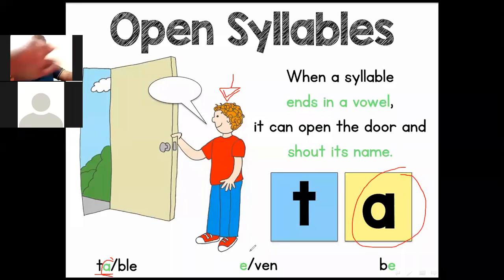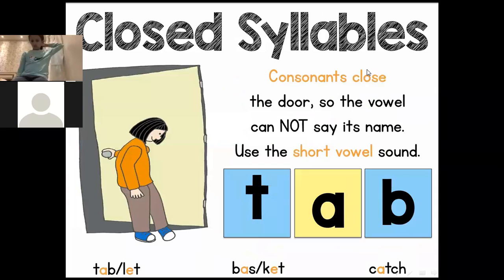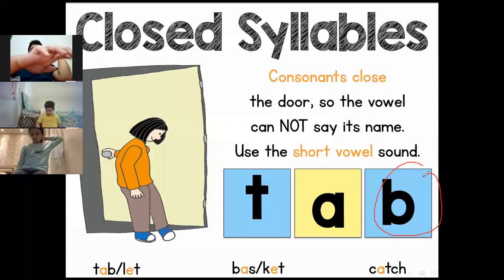even. So E is a syllable. Why? Because it has a vowel sound. Even. B, here we have an open syllable, but if a consonant comes and closes the door, now the vowel won't be able to open the door and shout its name. So it will be a closed syllable. Why? Because the consonant comes after the syllable and closes the door. Okay, so the consonants close the door, so the vowel cannot say its name.